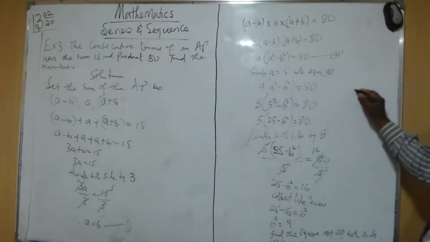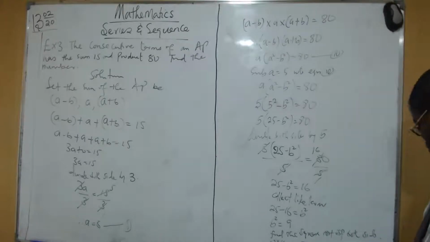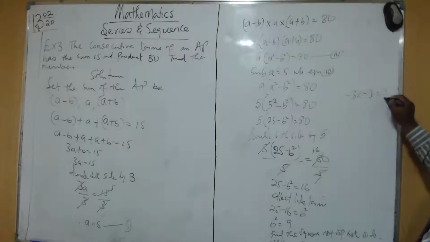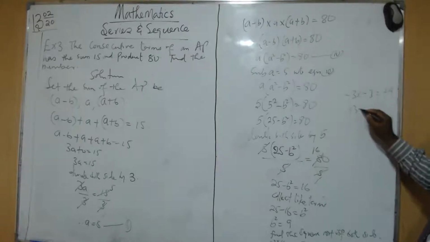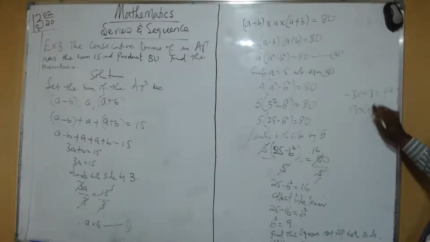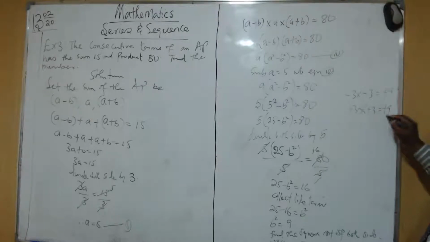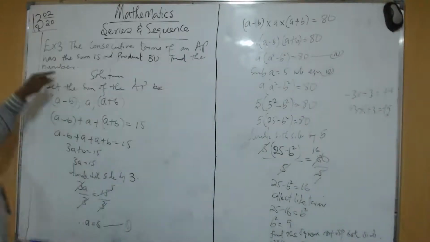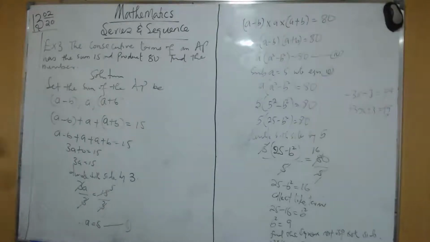Why did I say plus or minus 3? If I say minus 3 times minus 3, I'm going to have plus 9. Plus 3 times plus 3, I'm still going to have plus 9, which is the same thing as this. So we've known our a, we've known our b. Now the question says find the numbers. That's that.